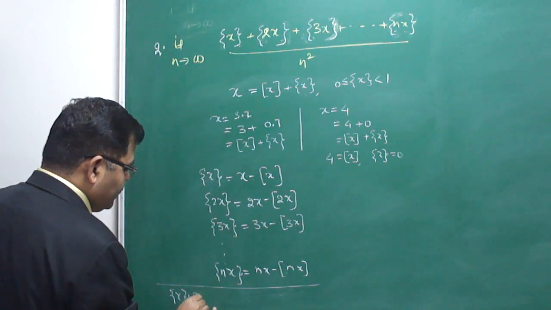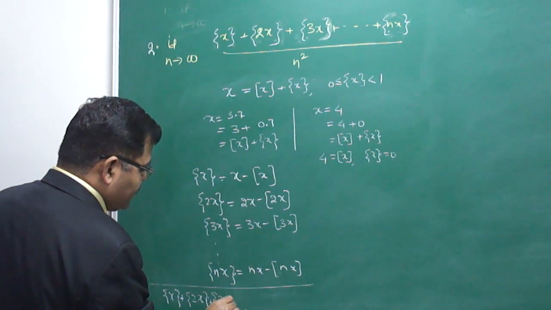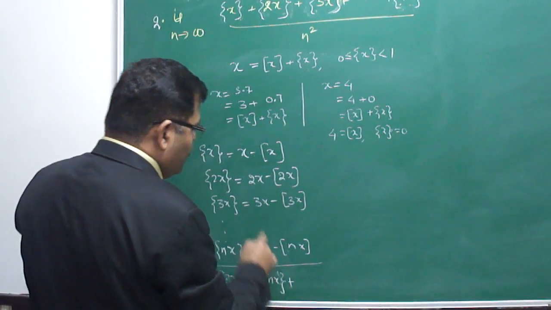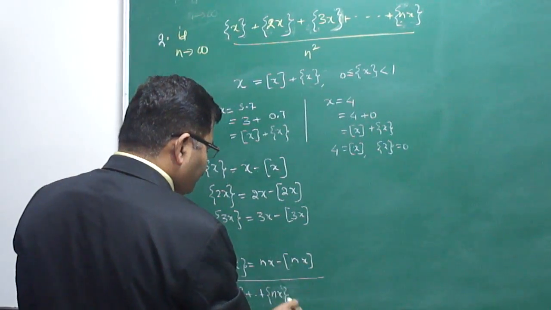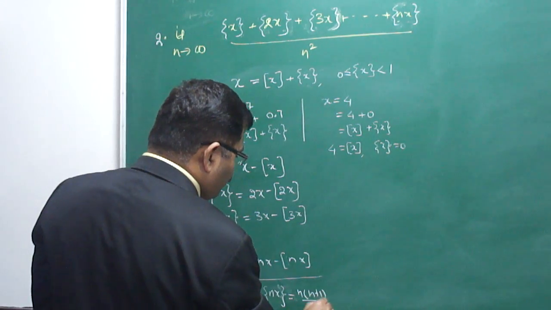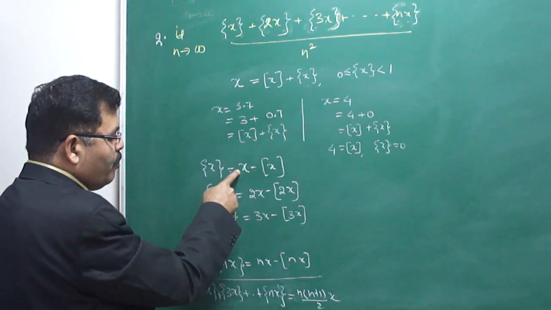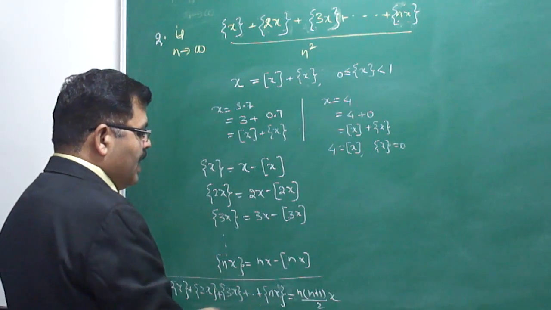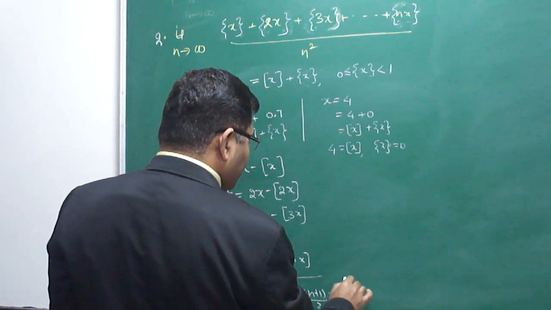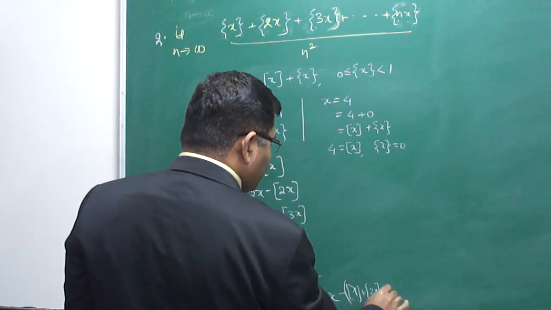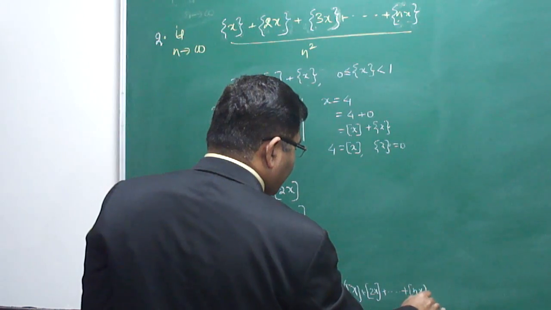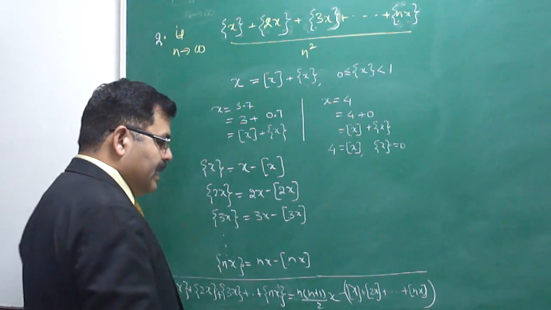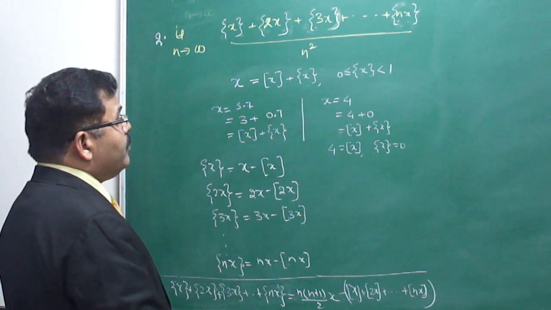Fraction part of x plus fraction part of 2x plus fraction part of 3x till fraction part of nx will be equal to what? If I take x common, this will be n into n plus 1 by 2 into x. Taking x common, 1 plus 2 plus 3 up to n, and what is the sum of the first n natural numbers? n into n plus 1 by 2. And thereafter what is left? Integral part of x plus integral part of 2x plus integral part of 3x plus up to integral part of nx. That will be left in the bracket, because I have taken the negative sign common, so all the factors inside the bracket would be positive.